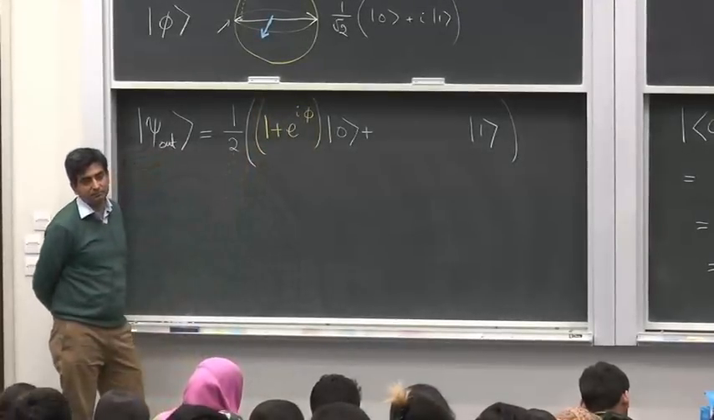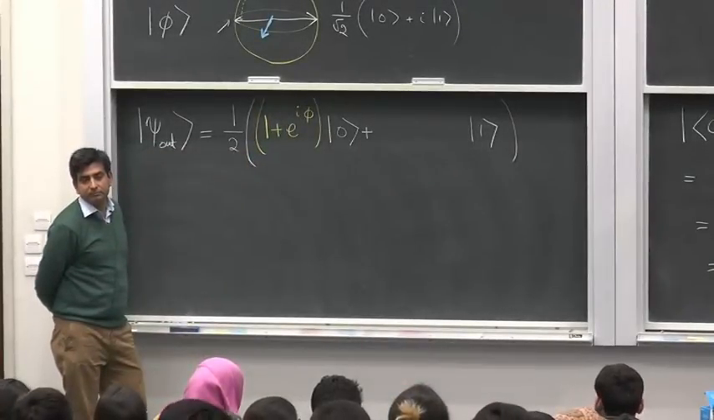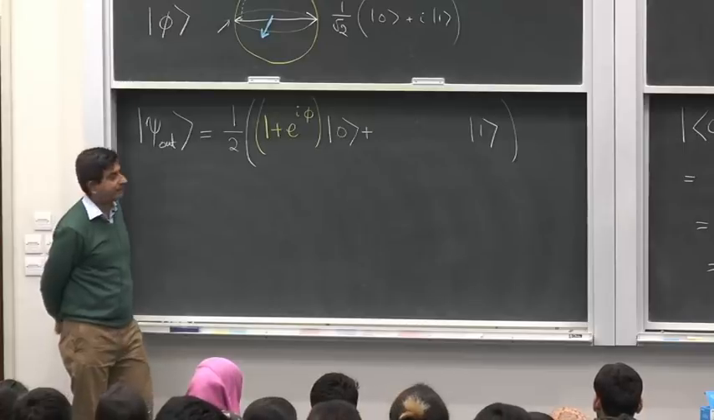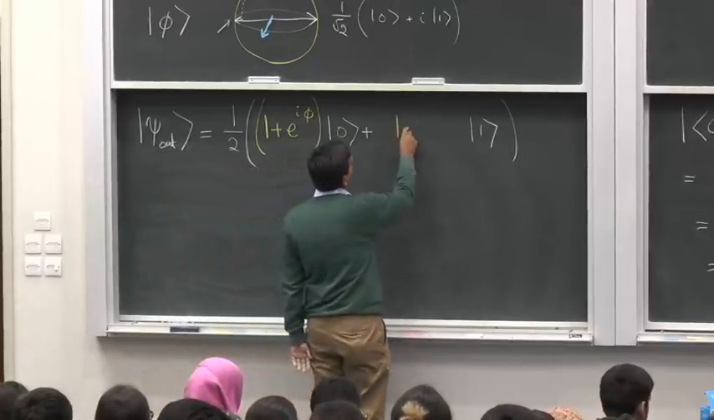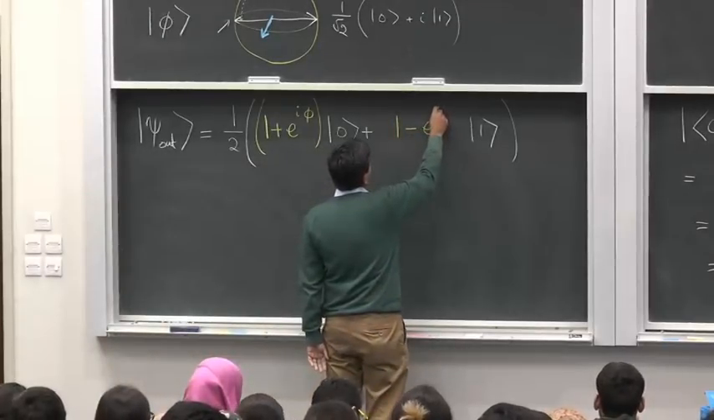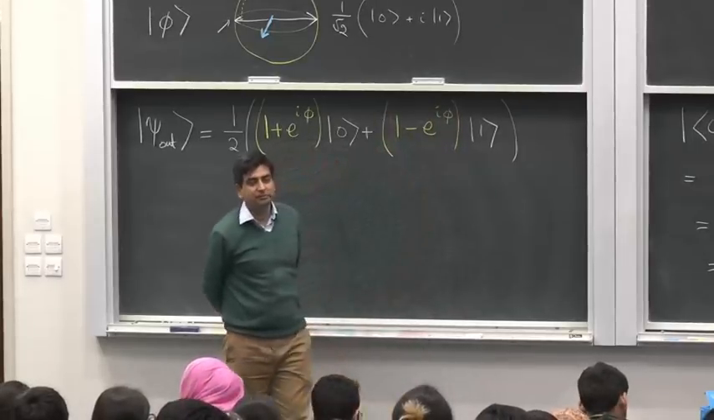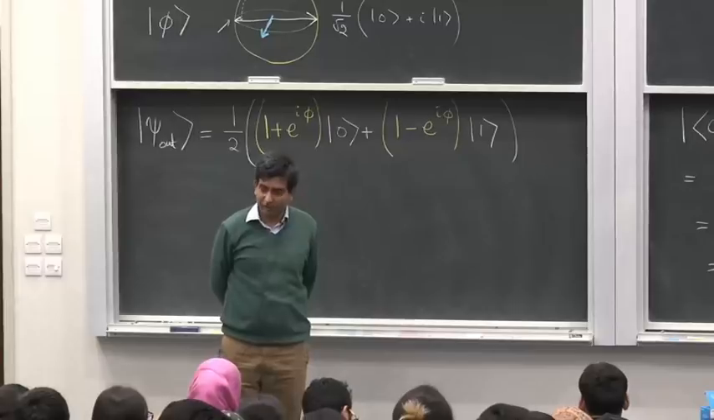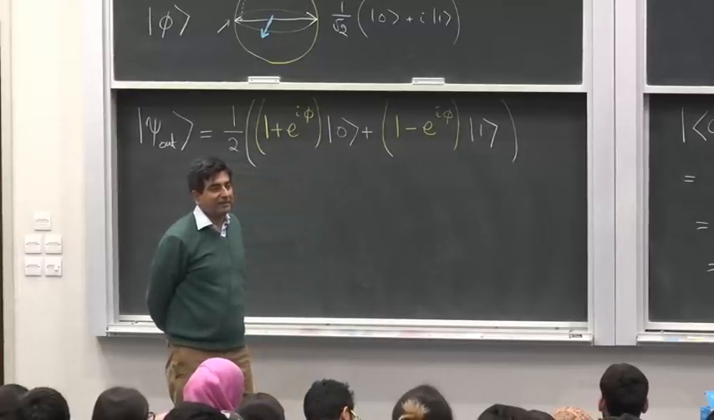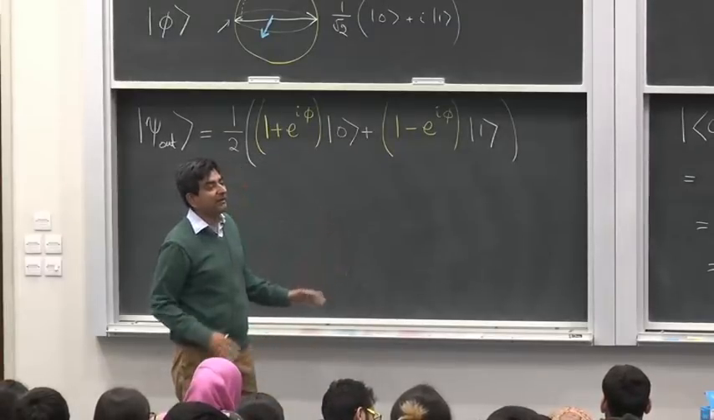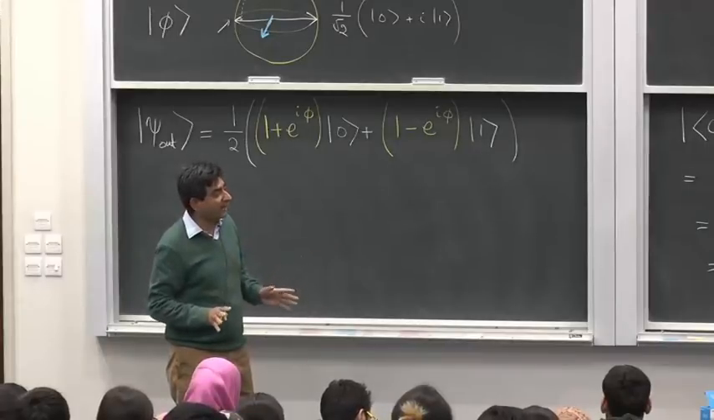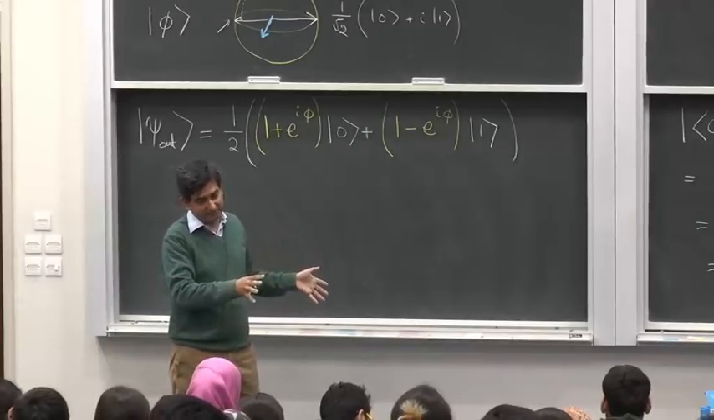Correct? Is this correct? And here I would get 1 minus e^(iφ)... Alright? Now let's talk about probabilities in a while, but let's physically implement this first.